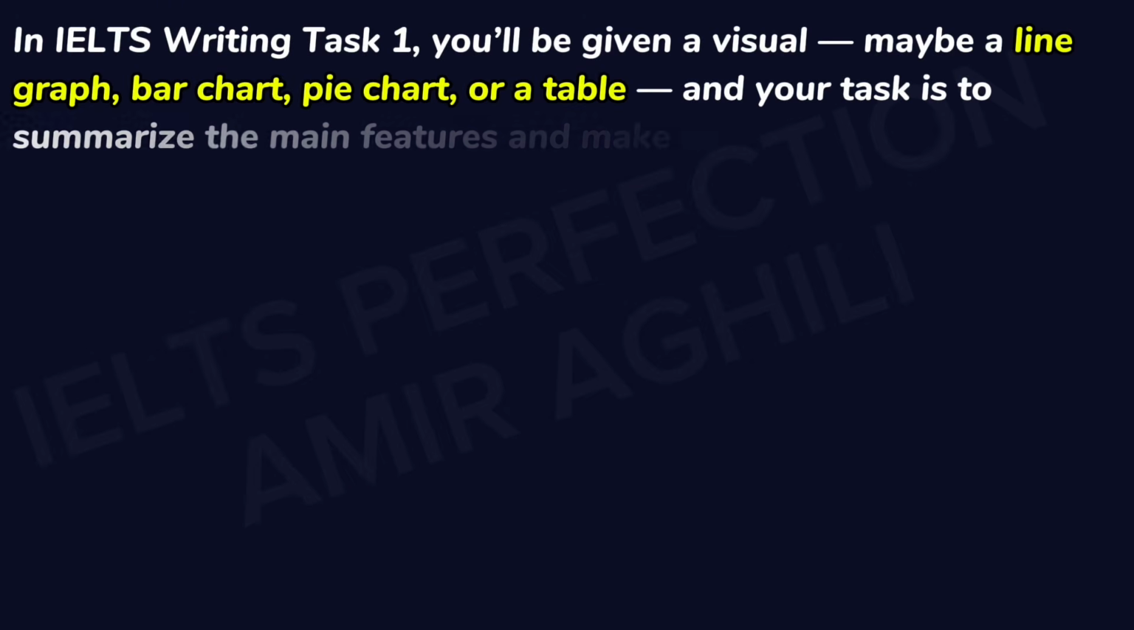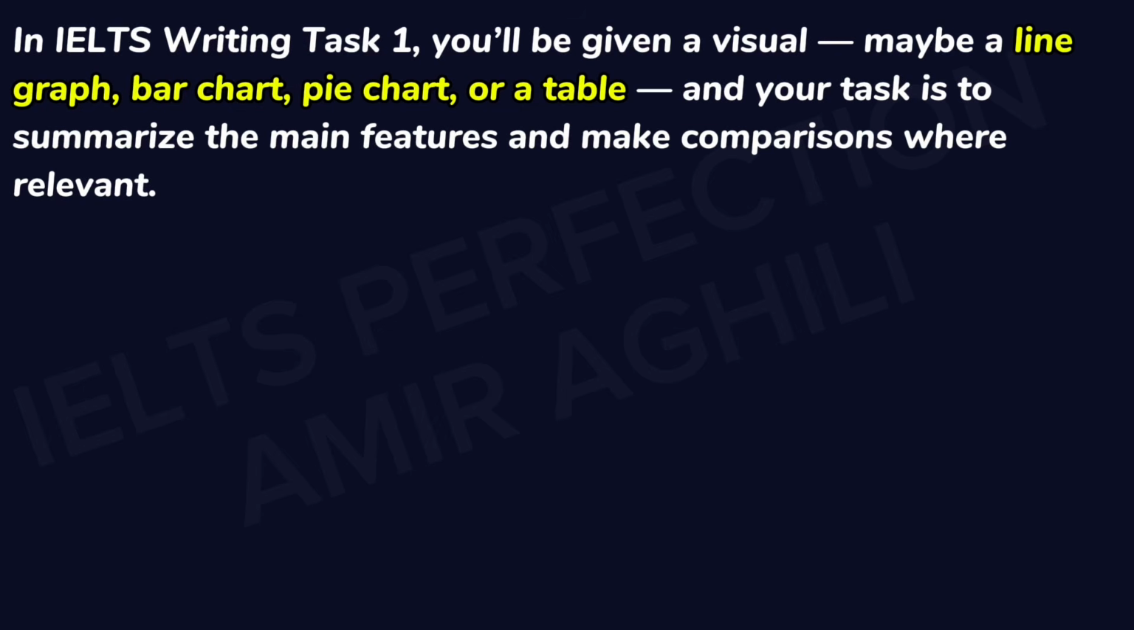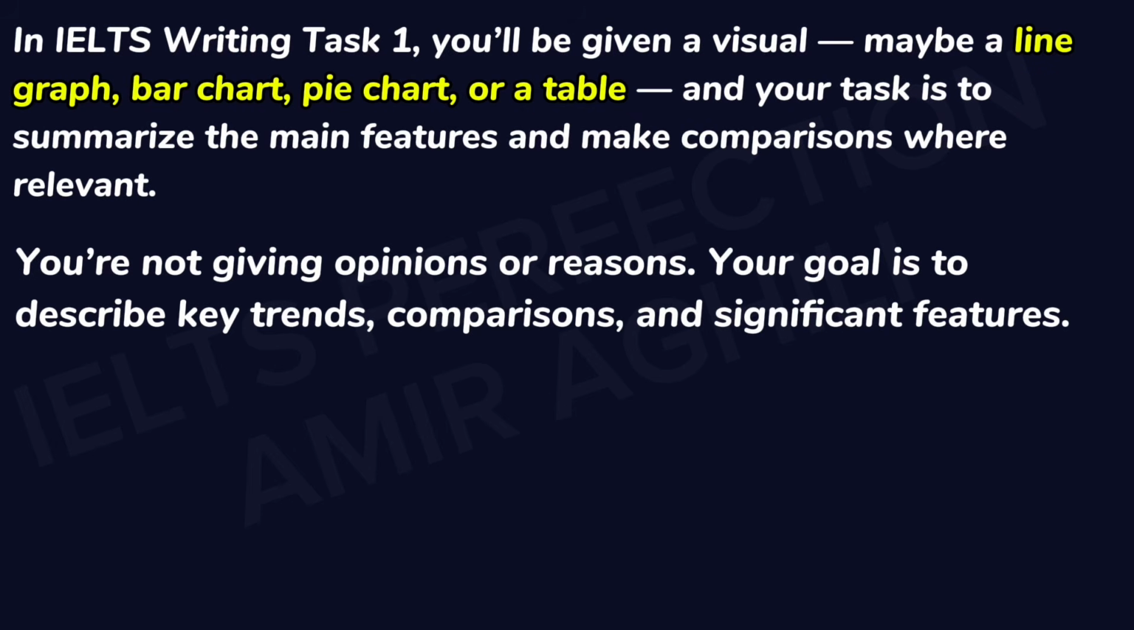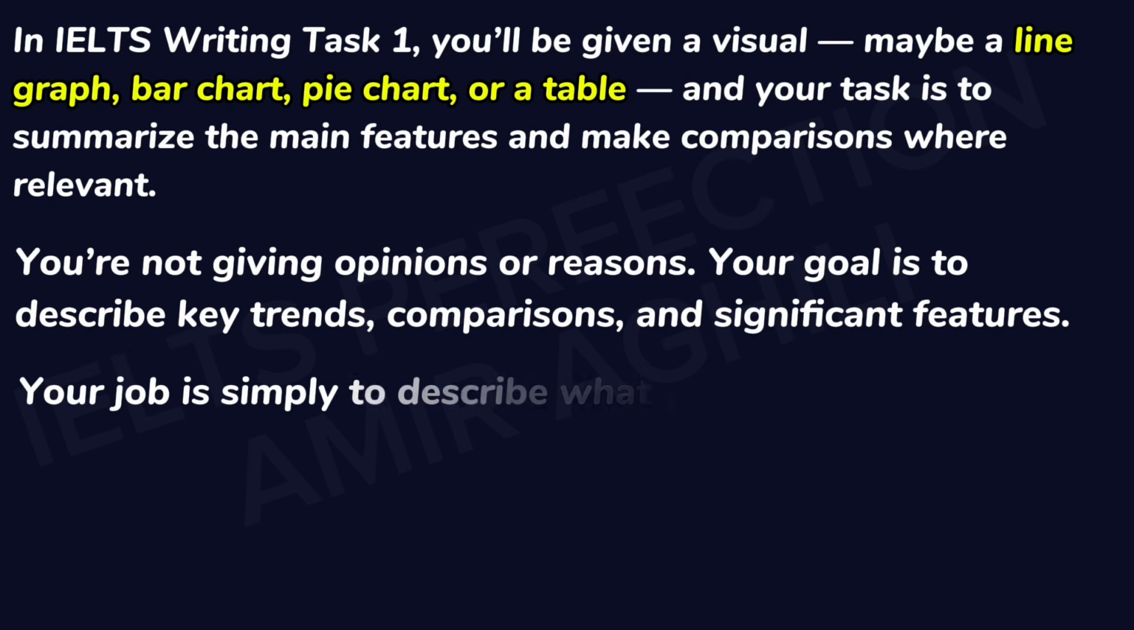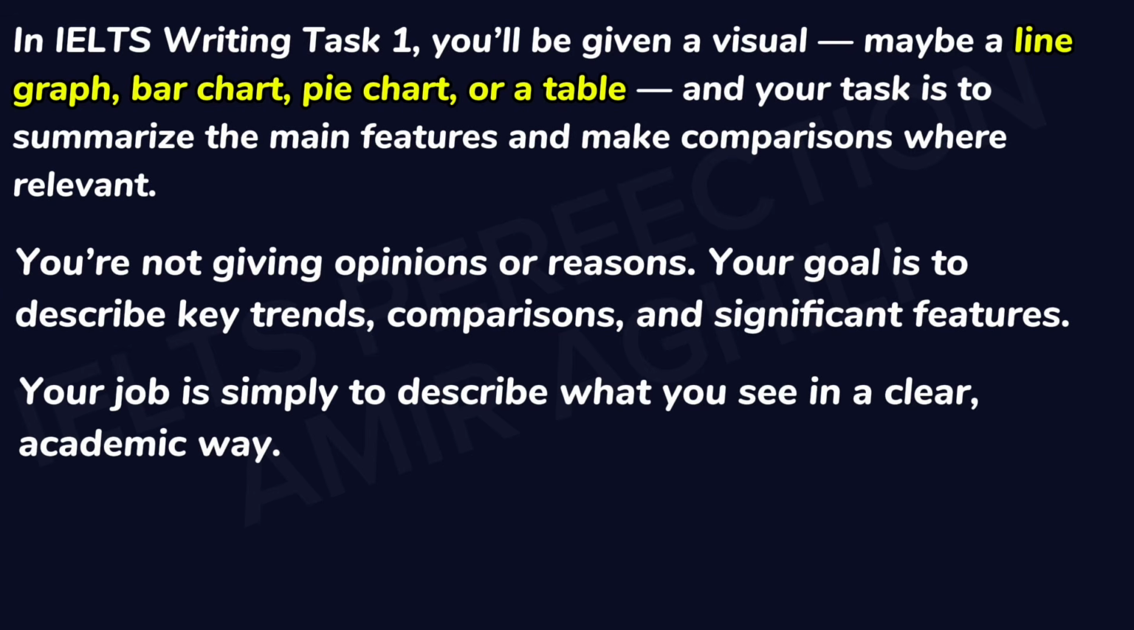In IELTS Writing Task 1, you'll be given a visual, maybe a line graph, bar chart, pie chart, or a table. And your task is to summarize the main features and make comparisons where relevant. You're not giving opinions or reasons here. Your goal is to describe key trends, comparisons, and significant features. Your job is simply to describe what you see in a clear academic way.